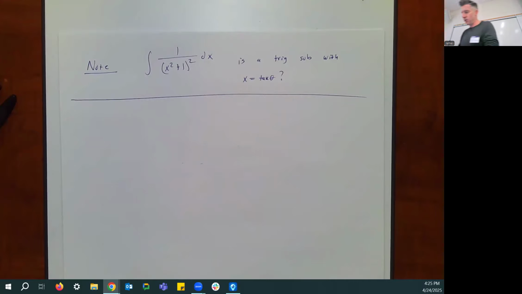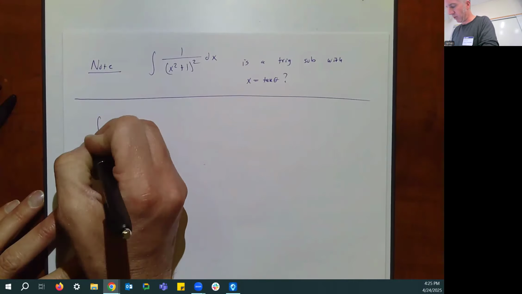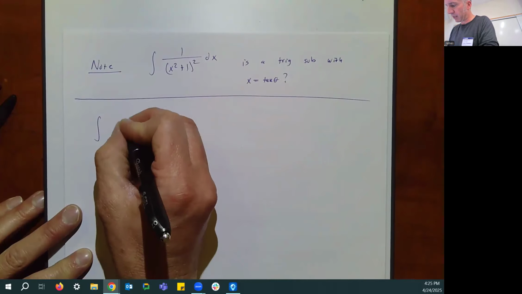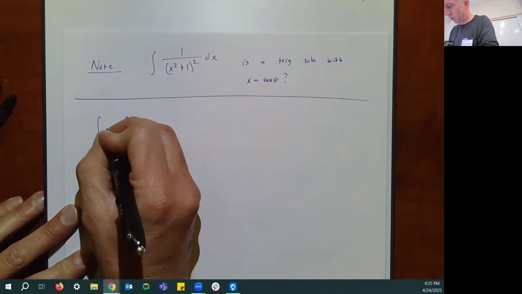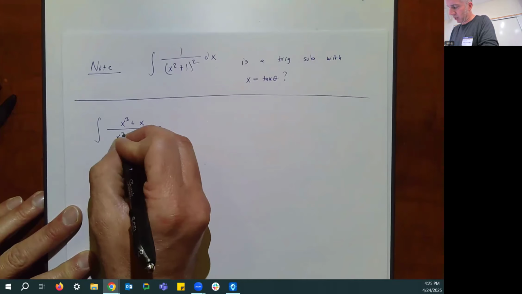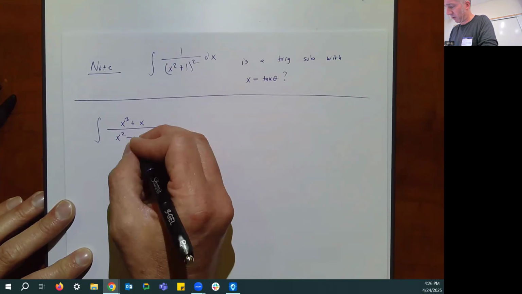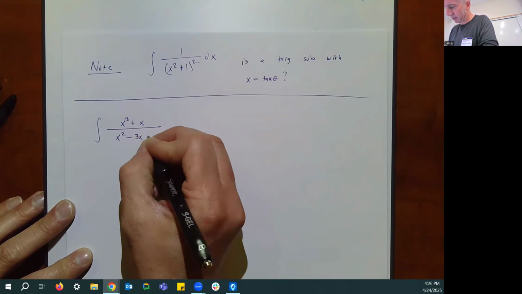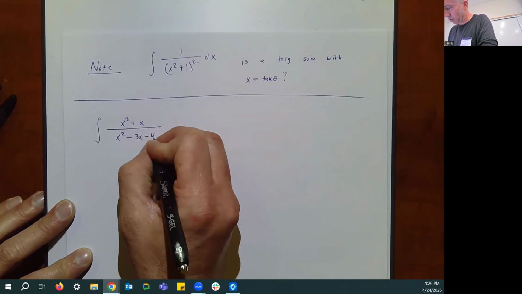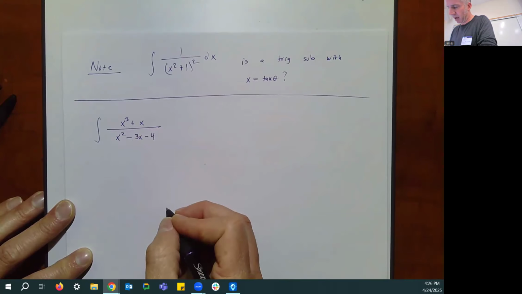So sometimes you have something like this: the integral of x cubed plus x over x squared minus 3x minus 4. That's going to be awful. Is that bad? No, that's fine. Okay, cool.